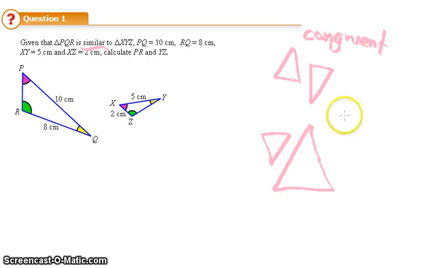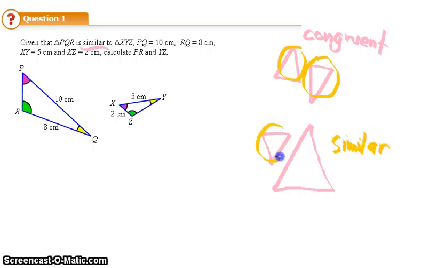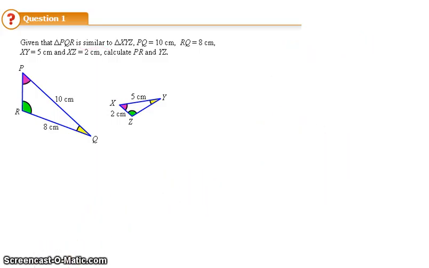So the basic thing that we need to know is that congruent triangles are the same. But similar triangles are the same shape but of different size. Okay, let's move on. Alright, back to this question.